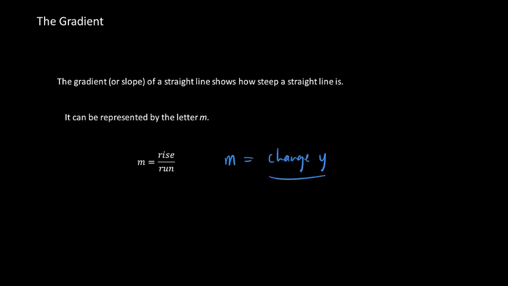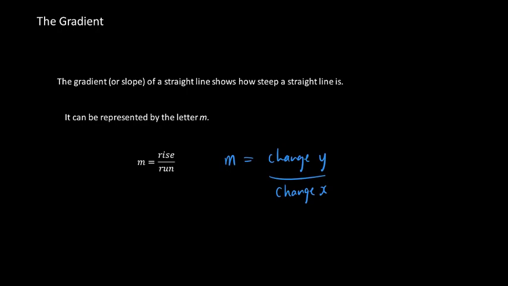So the gradient or slope of a line shows how steep a straight line is, and it can be represented by the letter M. Now you may have seen this one before: the gradient M equals the rise over the run. You can also think of that as M equals the change in Y over the change in X.